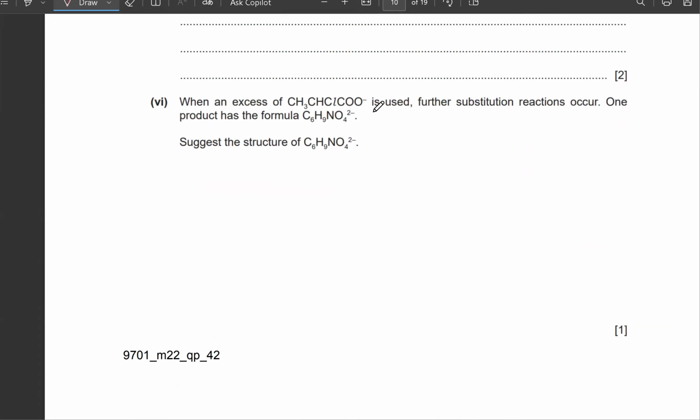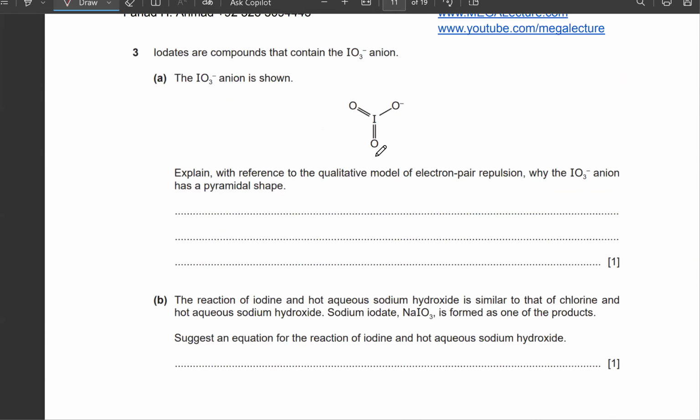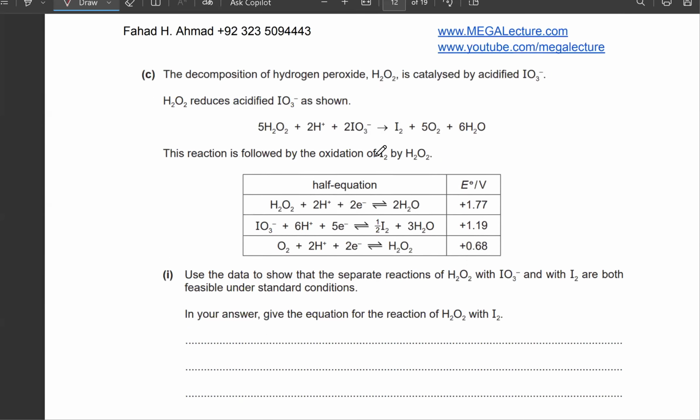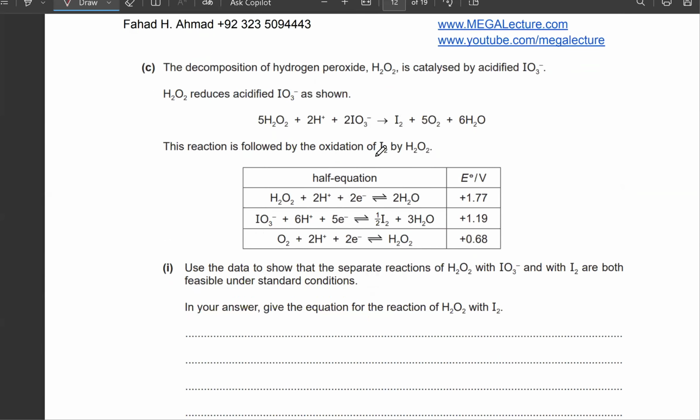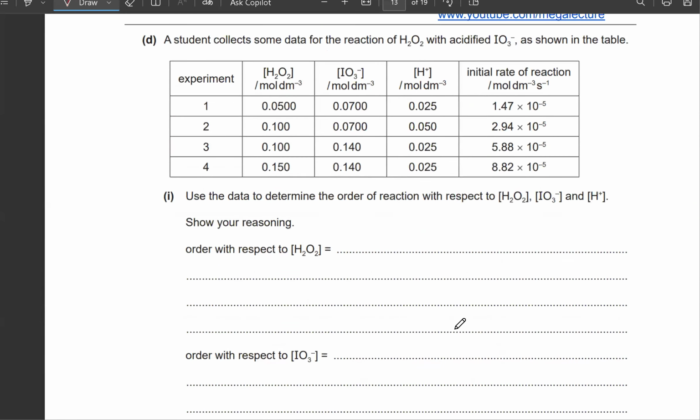So when an excess of this is used, further substitution reaction occurs. One product, so that's organic. I think we can leave that. That's got to do with shapes. Where's the rate? That's more to do with electrochemistry. Yeah, this one, the rate part.